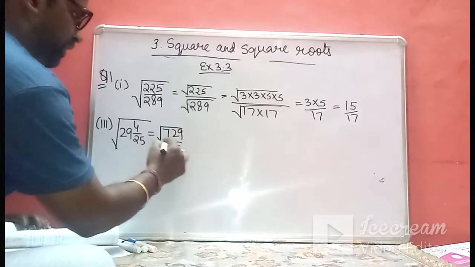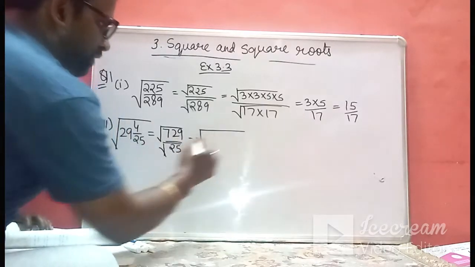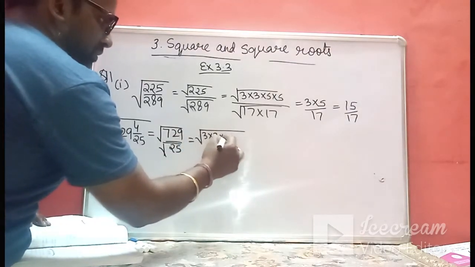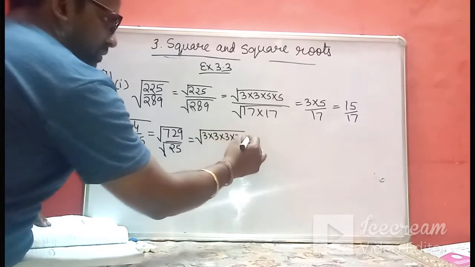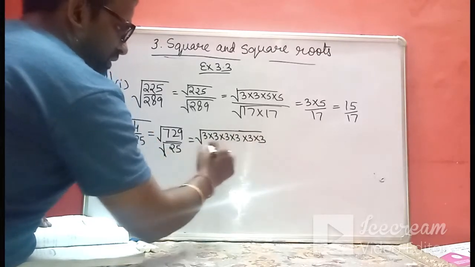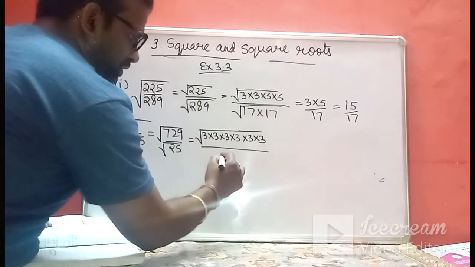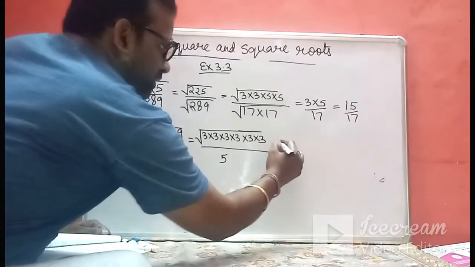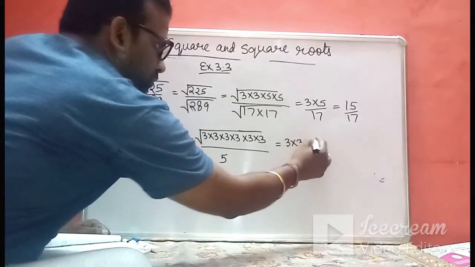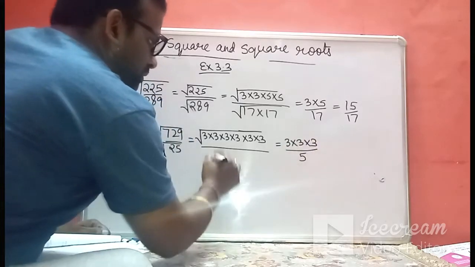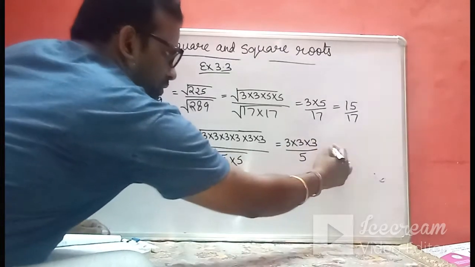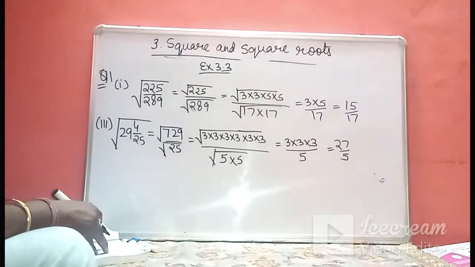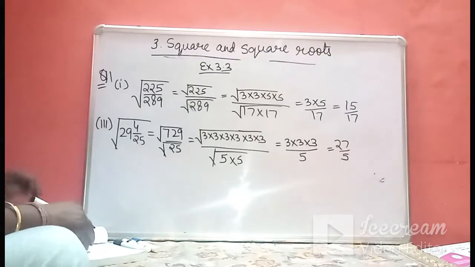For the 729, let's do the prime factorization. This is its prime factorization, and 25 you already know is the square of 5. So it will give you 3 into 3 into 3 upon 5 into 5. So 27 upon 5 is your answer. Understood?